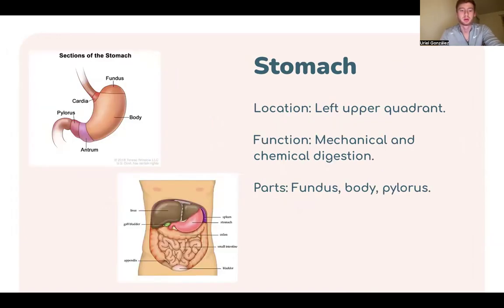Stomach. Next we have the stomach or estómago. This organ is a muscular sac that lies just below the diaphragm on the left side of your body. Its job is to store, churn, and break down the food using strong acids and enzymes. Once the stomach turns your food into a thick liquid called chyme, it sends it to the small intestine.